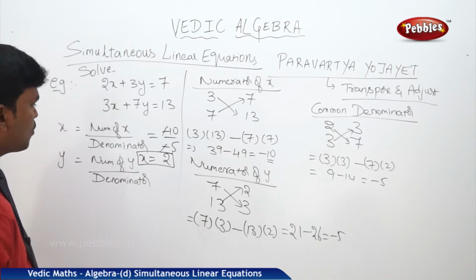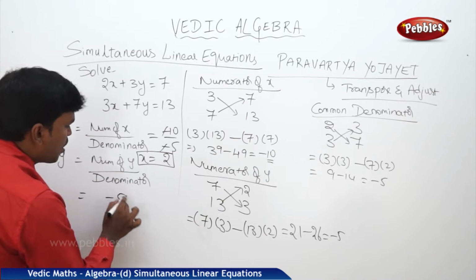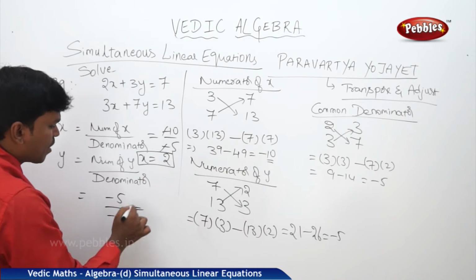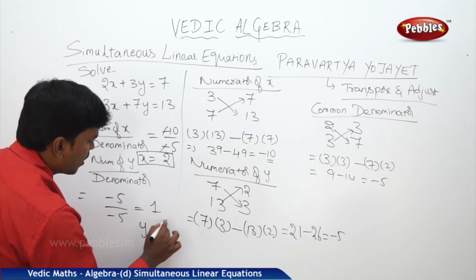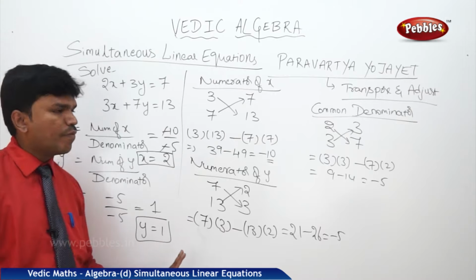What about the y value? The numerator of y is minus 5. The common denominator is minus 5. So minus 5 gets cancelled. The answer is 1. So the y value is 1. So x equals 2, y equals 1.